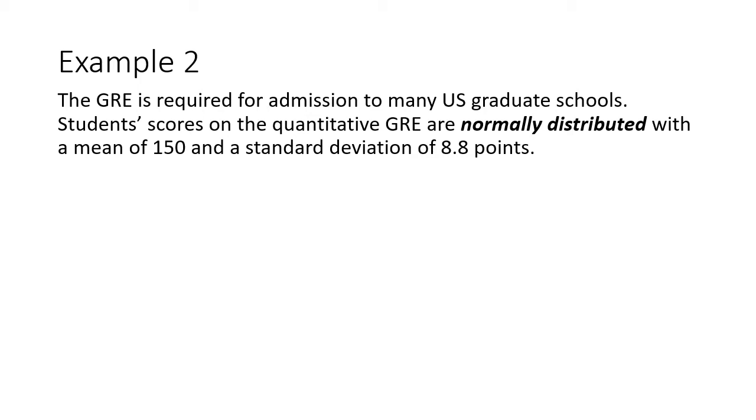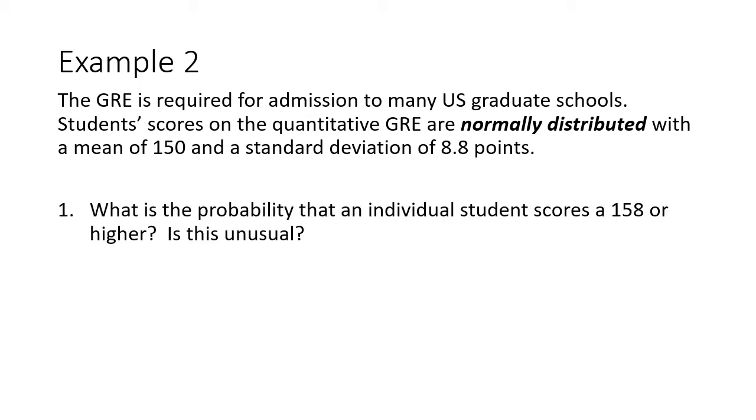So for this example, we're going to talk about the GRE. The GRE is basically the SAT for graduate students. If you're trying to get into graduate school for your master's degree or your doctorate, typically you're required to take the GRE, just like most students take the SATs to get into college. Now, the scores on the GRE are normally distributed. The mean is 150. That means the average score that a student gets is 150. And the standard deviation is 8.8 points.